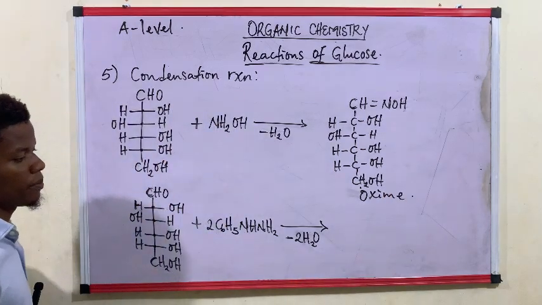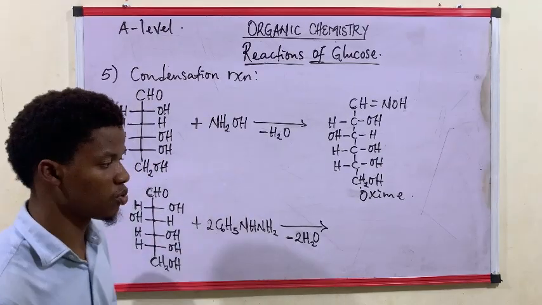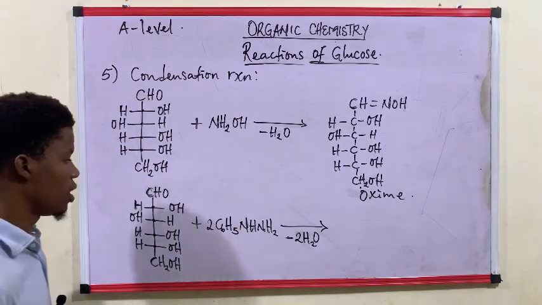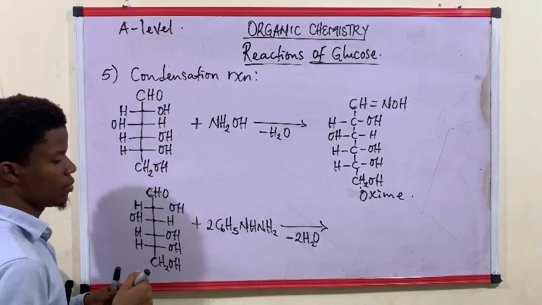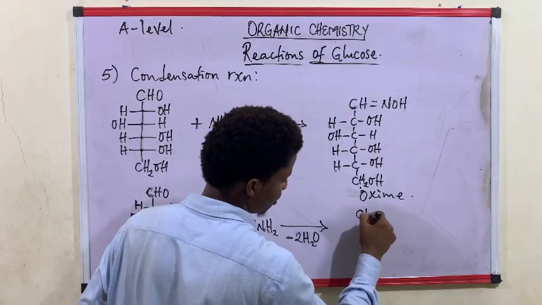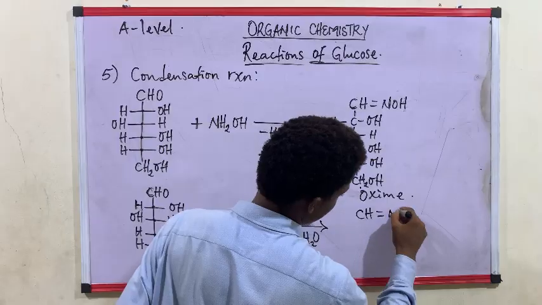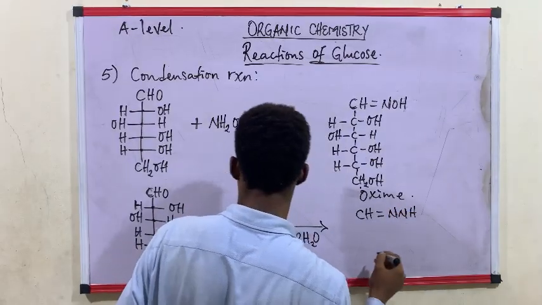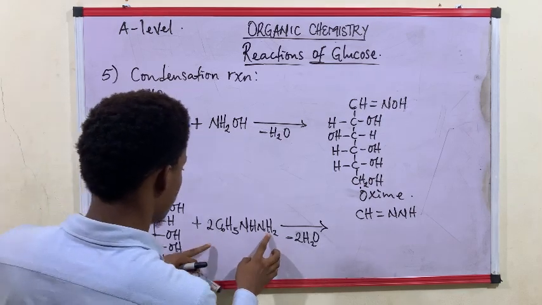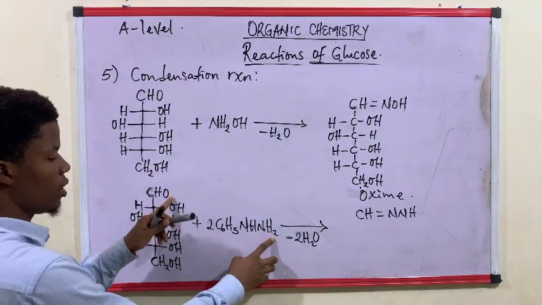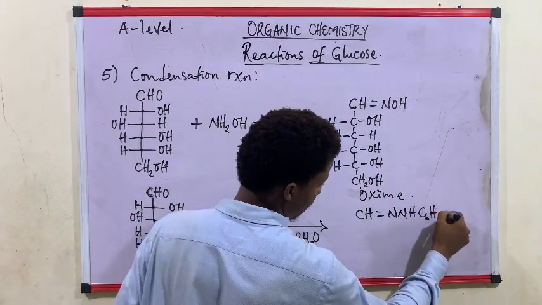All right, that's an oxime. Then for this second one, we are going to get glucose phenylosazone, or you can just simply say osazone. Now, how do we get osazone? When this reacts with this, we're going to get CH double bond NNH. We remove water, H2, then H2, and one O left. So NNH, then C6H5.